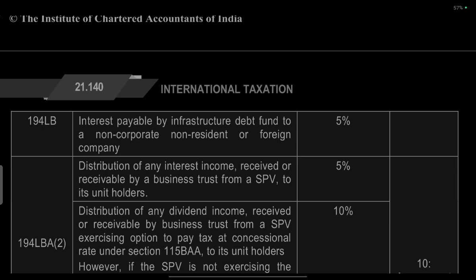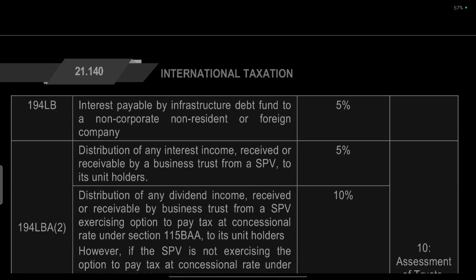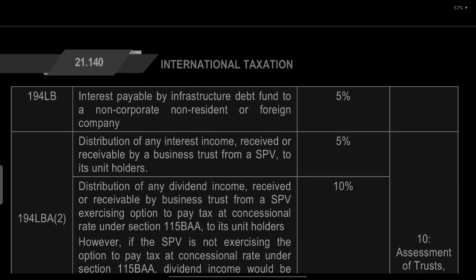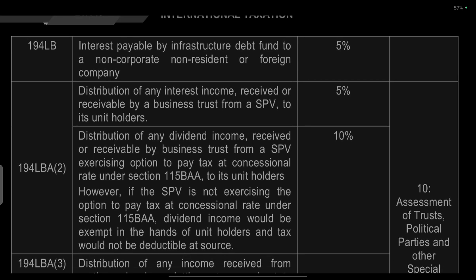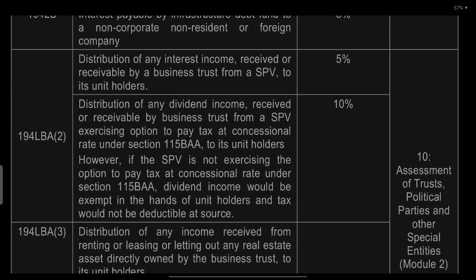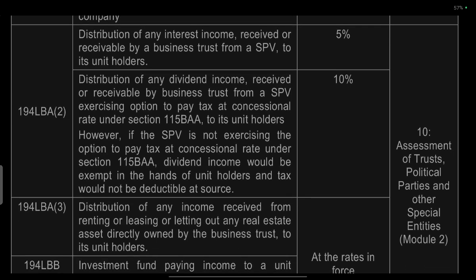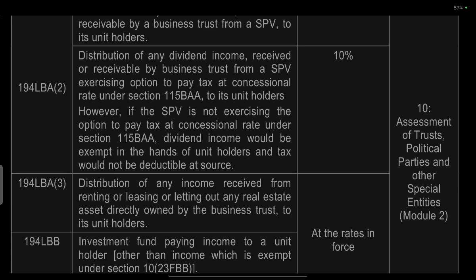Section 194LV: interest payable by an infrastructure debt fund to a non-corporate, non-resident or foreign company, 5%. Interest income received or receivable by the business trust from a special purpose vehicle, distributed to unit holders, 5%. Distribution of any dividend income received or receivable by a business trust from the special purpose vehicle exercising the option to pay tax at the concessional rate under Section 115BAE, and to its unit holder.